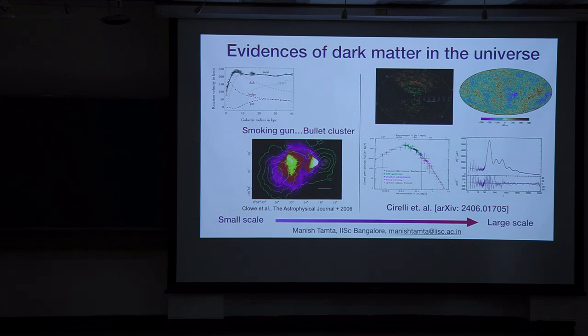We have various evidences for dark matter in the universe. Dark matter exists not only on small scales but also on large scales. On small scales we have the flat rotation curves of galaxies, shown in this figure. Ideally the velocity of this matter should fall as 1 over square root of r, but we observe a flat rotation curve, which tells you there is some hidden matter there.